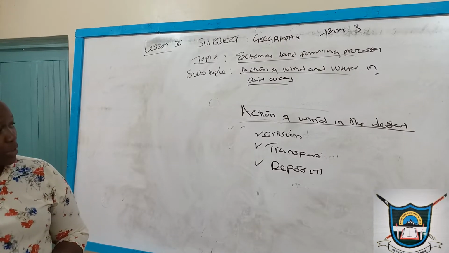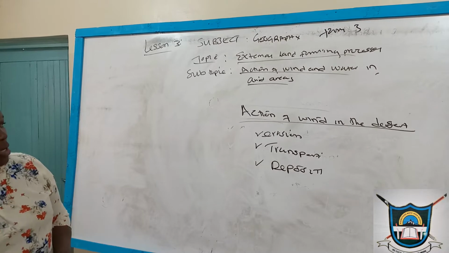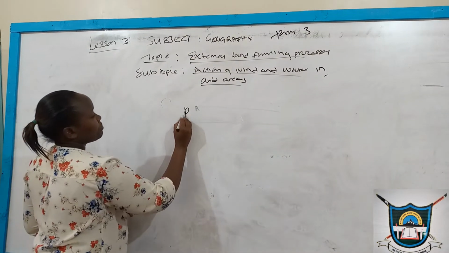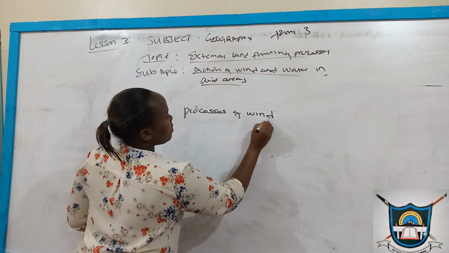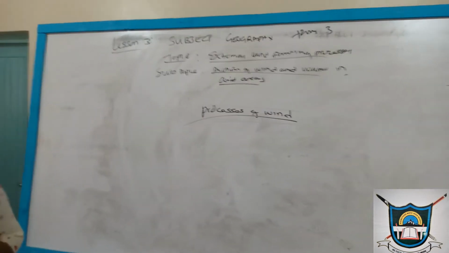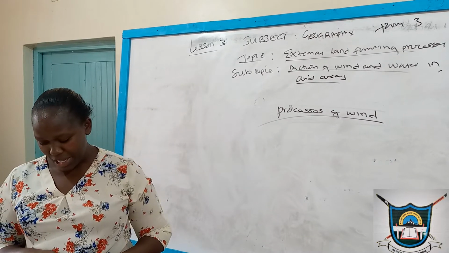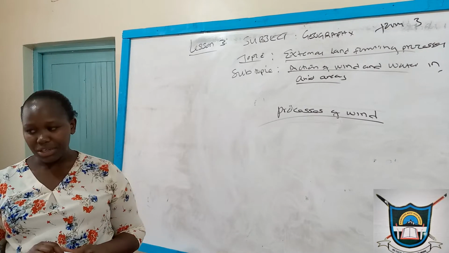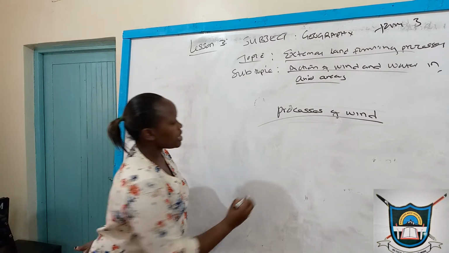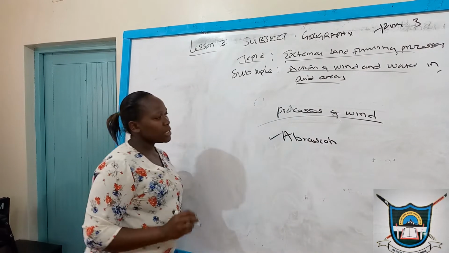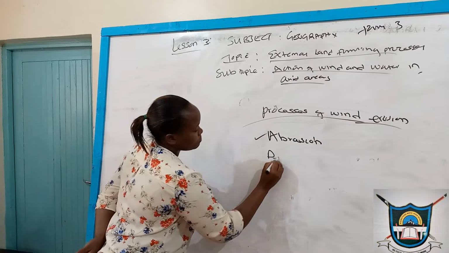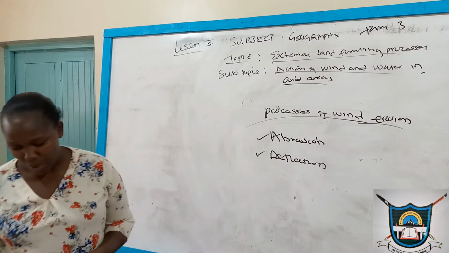Now, having said that, we are going to look at the processes of wind erosion. These are the same processes we discussed under rivers, where rivers erode through abrasion, corrosion, if you can remember. They are the same processes that carry out erosion in the desert. The first one is called abrasion. We also have deflation, and we have attrition.